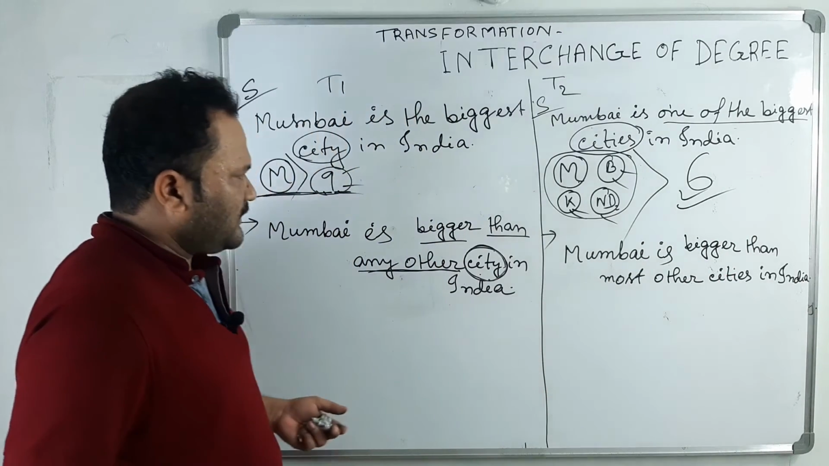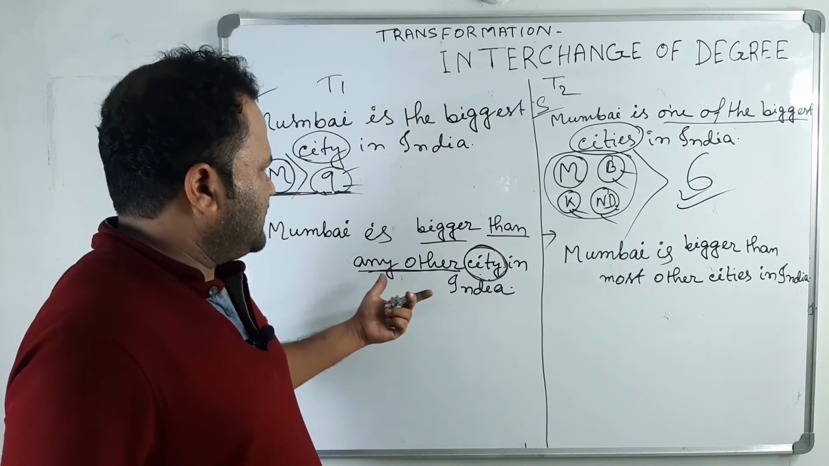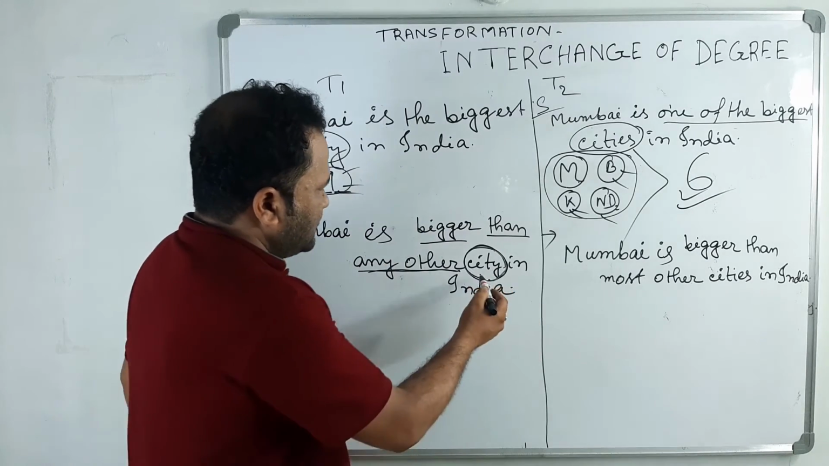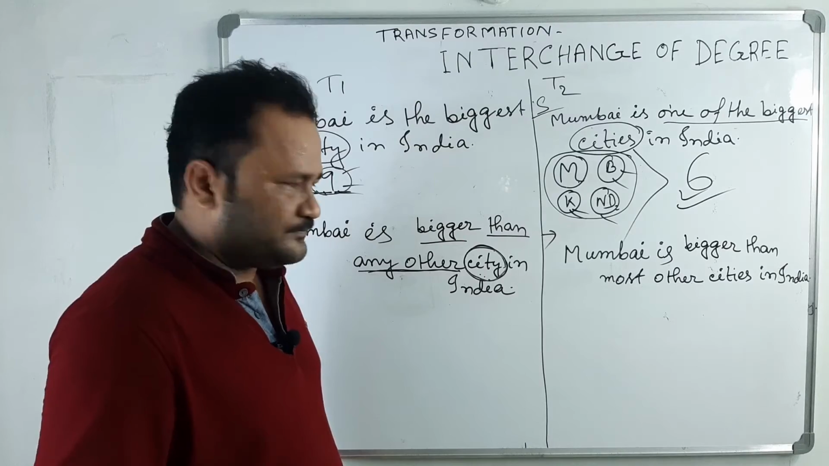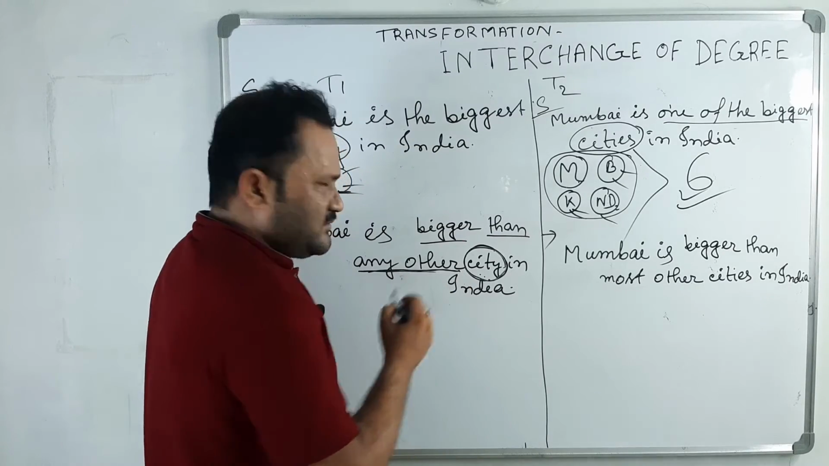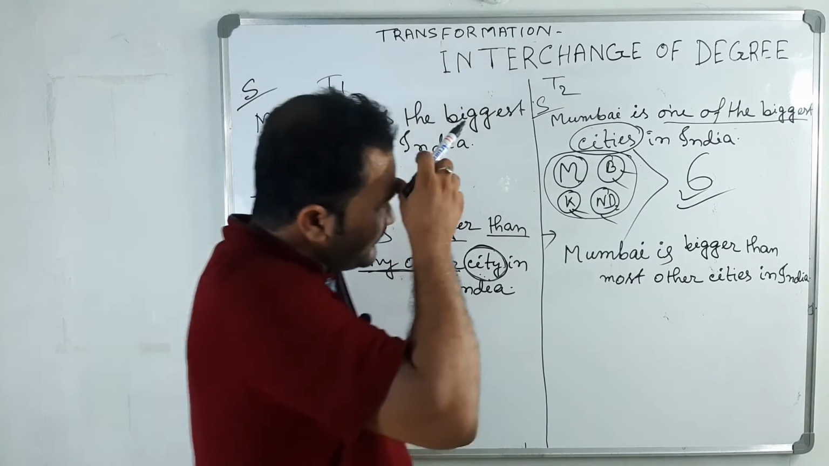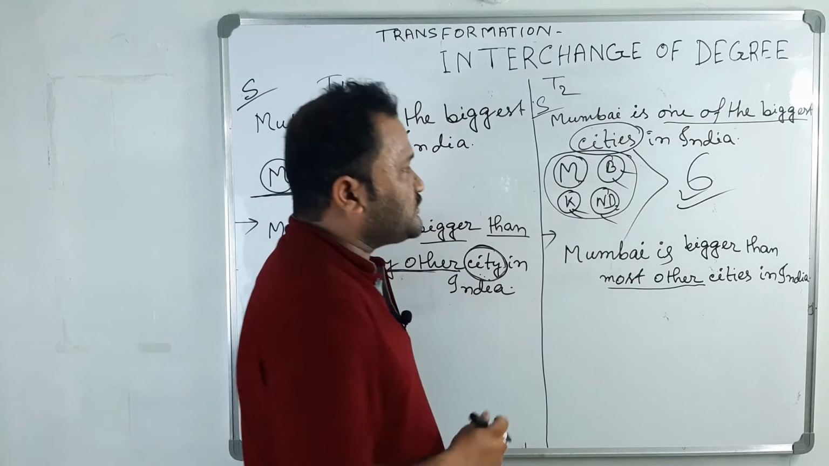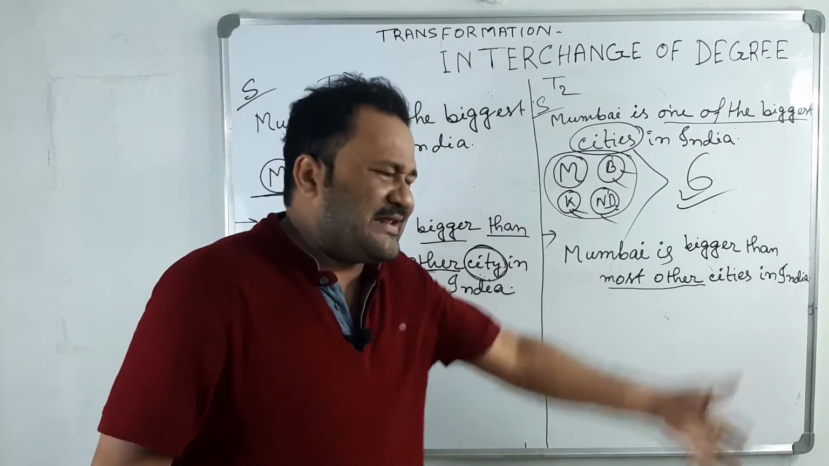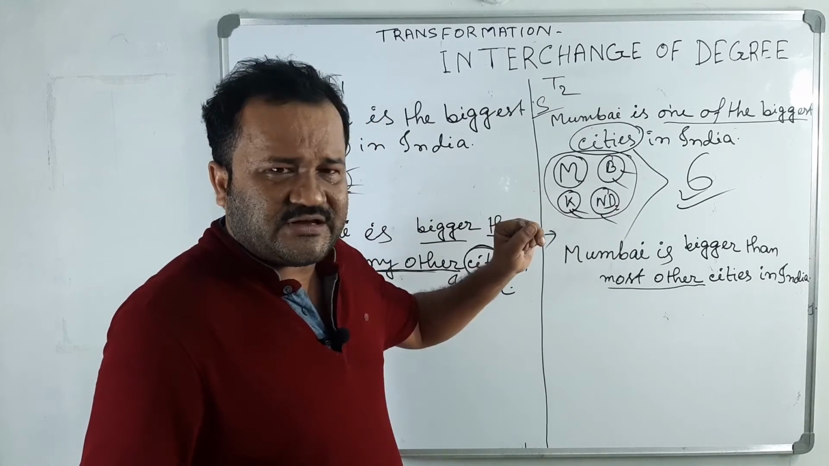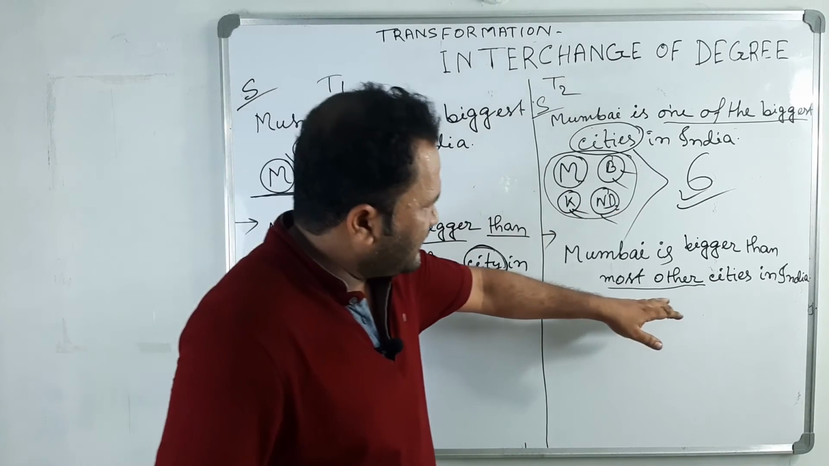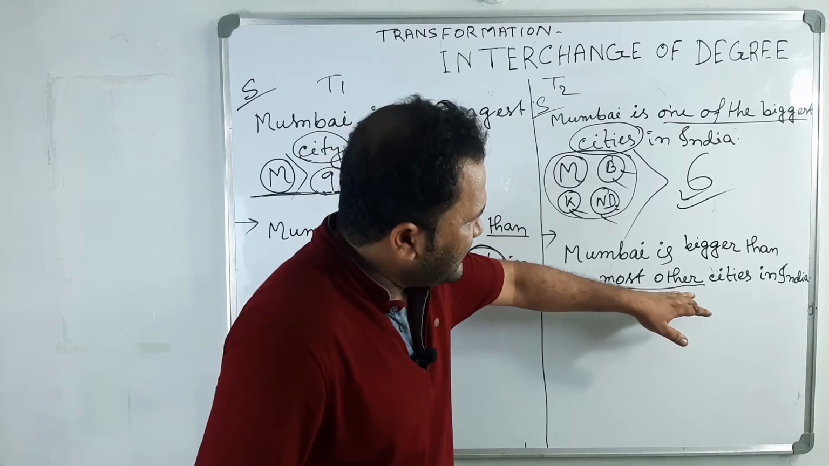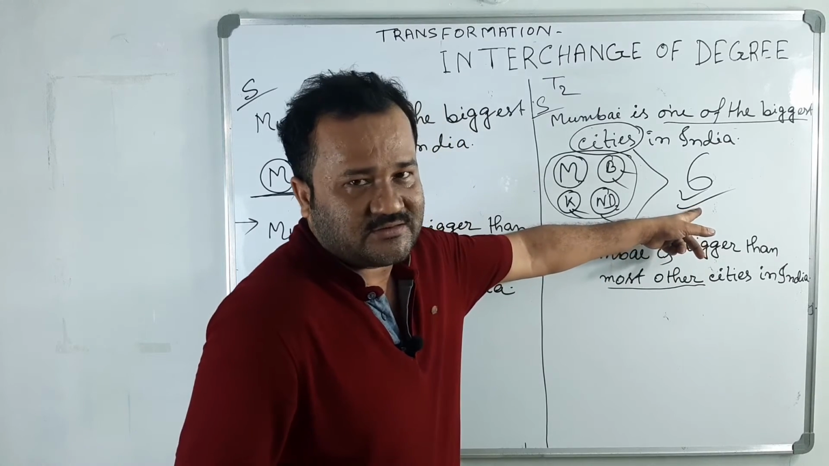Okay, so look at the difference. Here it is singular. Here any other, that is किसी भी town से बड़ा. लेकिन but here you have to write most other. You cannot write any other because there are other few cities which are as big as Mumbai. So you cannot write any other, but you have to write most other.